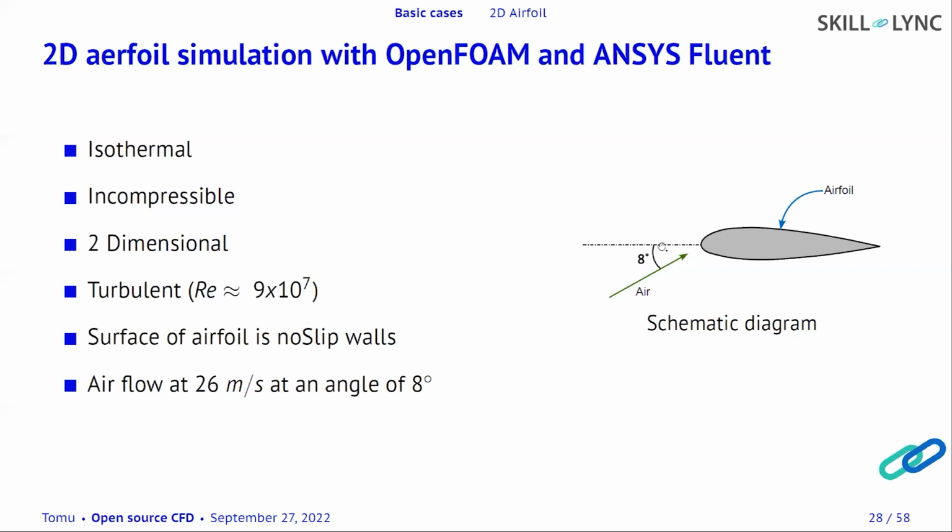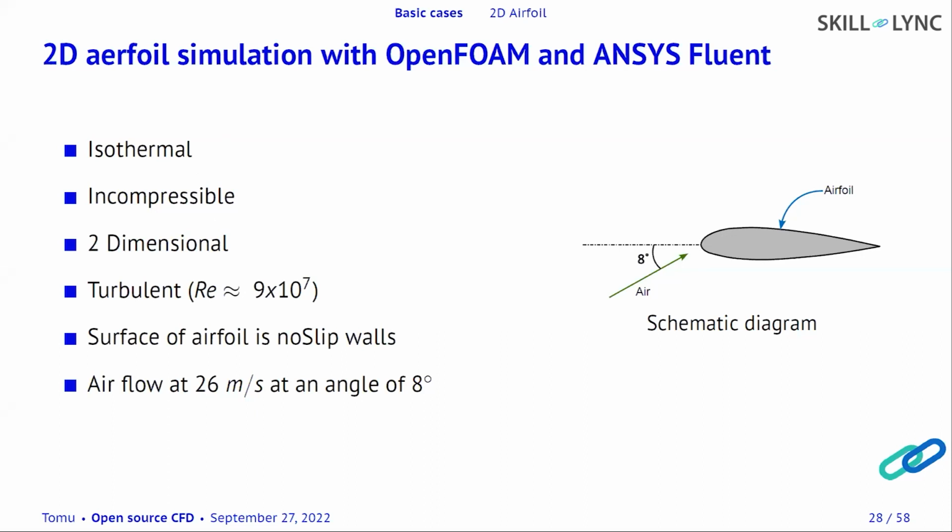This is basically called the angle of attack in airfoil simulations. So this case is also an isothermal case, an incompressible case, and two-dimensional. These 3 points are the same as in the previous case, but the only difference is that in this case the flow is not laminar, it is turbulent.